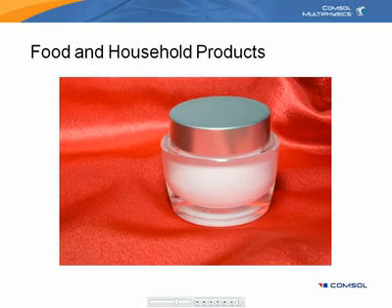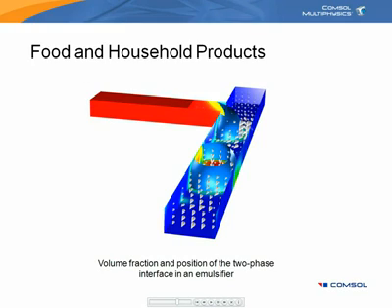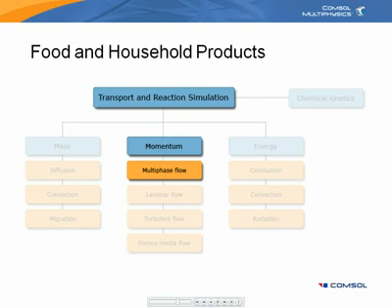Emulsions find wide application in the production of food, cosmetics, and household products. The properties and quality of an emulsion typically depend on the size and distribution of the droplets. To model such an application requires a multi-phase flow model capable of tracking the interface between immiscible fluids.